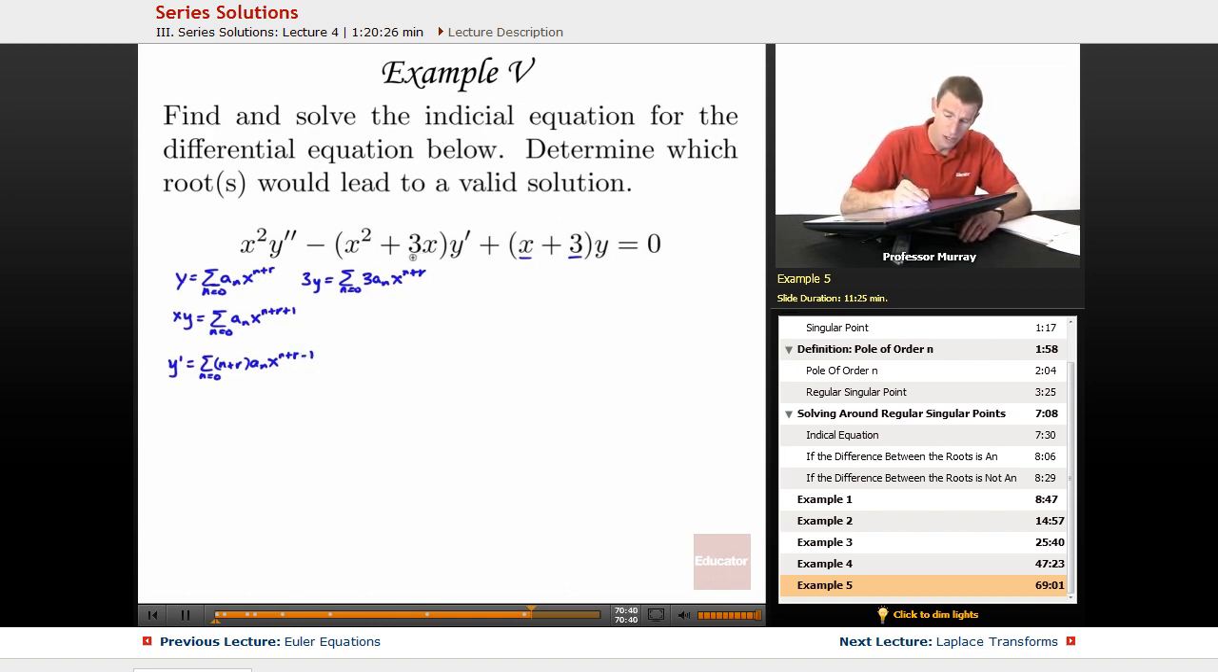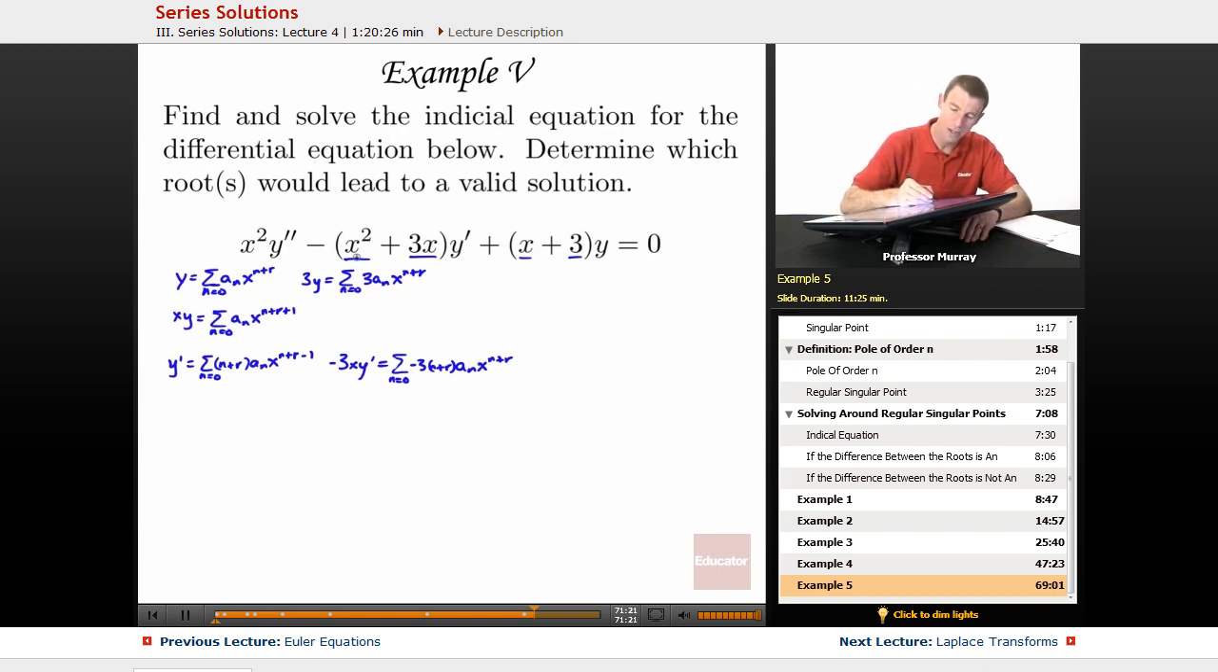And we're going to have to deal with 3x y prime and x squared y prime. So let me go ahead and work those out. 3x y prime is the sum, actually that's going to be negative, so I'll go ahead and include that negative. Negative 3x y prime would be, I'll put the negative inside the series, n equals 0 to infinity of negative 3 times n plus r, a sub n. Now x will bump up the power of x to the n plus r.